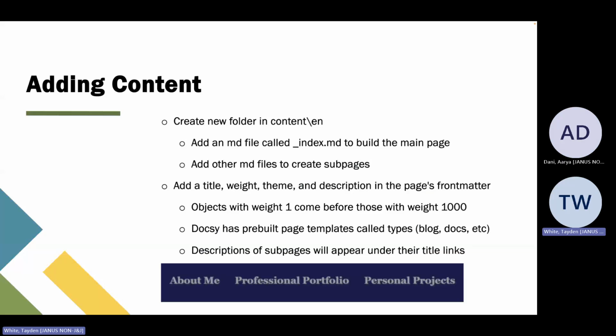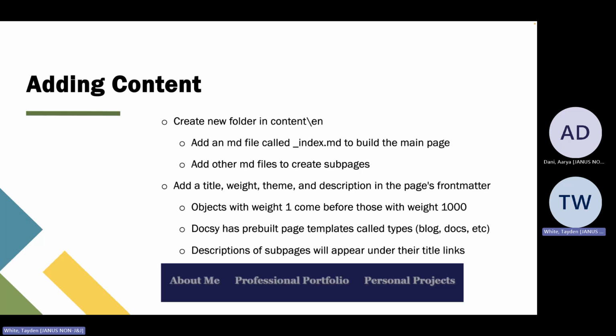All right, hey guys. Today we're going to be talking about adding content to your Hugo websites. In order to add a content page, it's actually really simple. You start by making a new folder in your content directory in English, and within that folder, you are going to make markdown files. The first markdown file you want to call underscore index in order to make the main page. But any other markdown files will become your subpages.